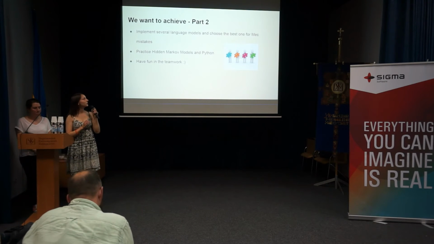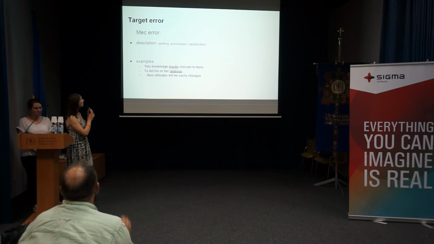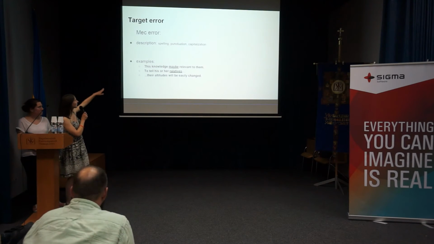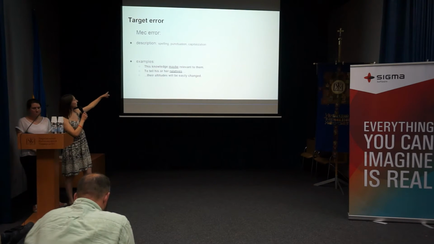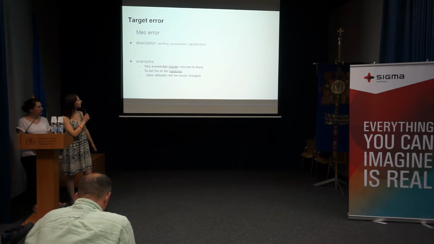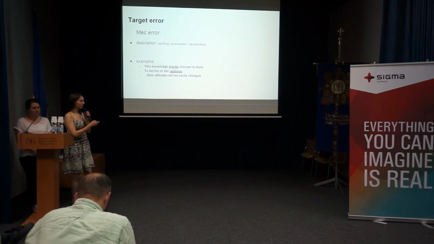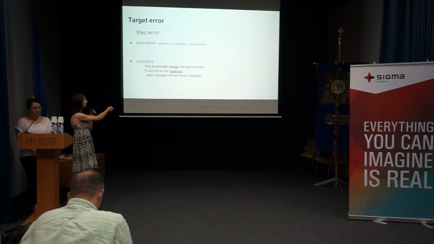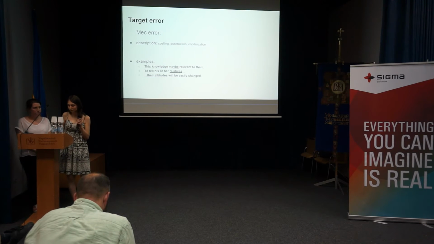could you please return to the previous slide? Thank you. And examples of these MEC errors you can see in these sentences. This knowledge may be relevant to them to tell his or her relatives. Their altitudes will be easily changed. So, for example, the third one with the altitudes, you know that this word exists, and the system can find it as a mistake.